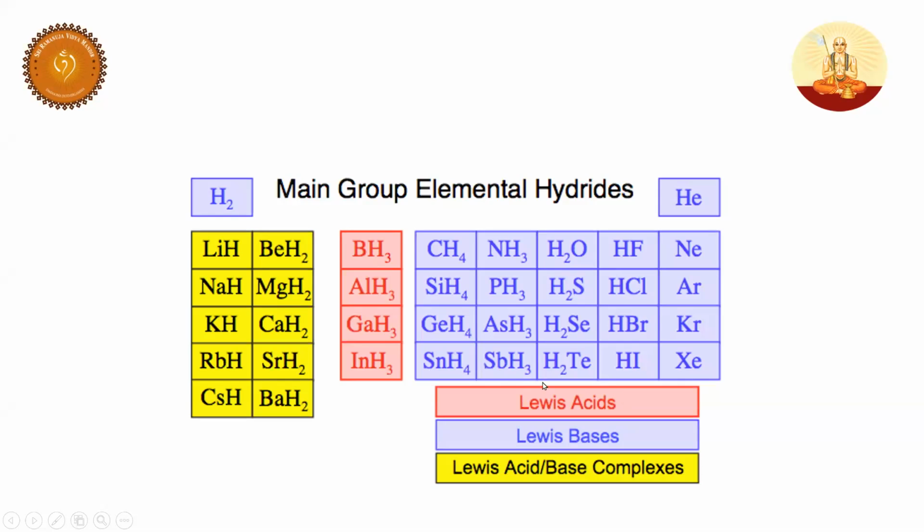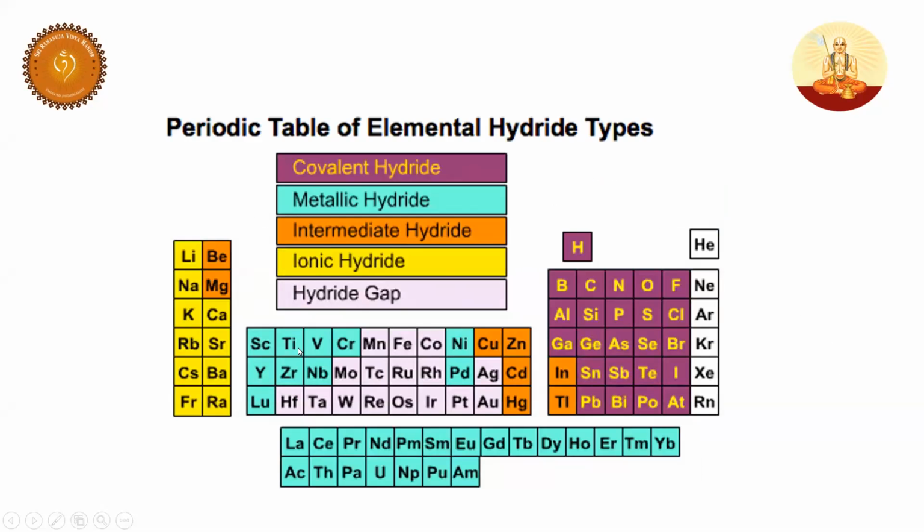These red ones are called Lewis acids. Why are they Lewis acids, students? Because they are short of 2 electrons. These are electron deficient hydrides. These are precise hydrides. These are electron rich hydrides, you know very well. That's why they are bases. The electron deficient ones are Lewis acids, and the precise hydrides are electron rich, which is why they are Lewis bases.